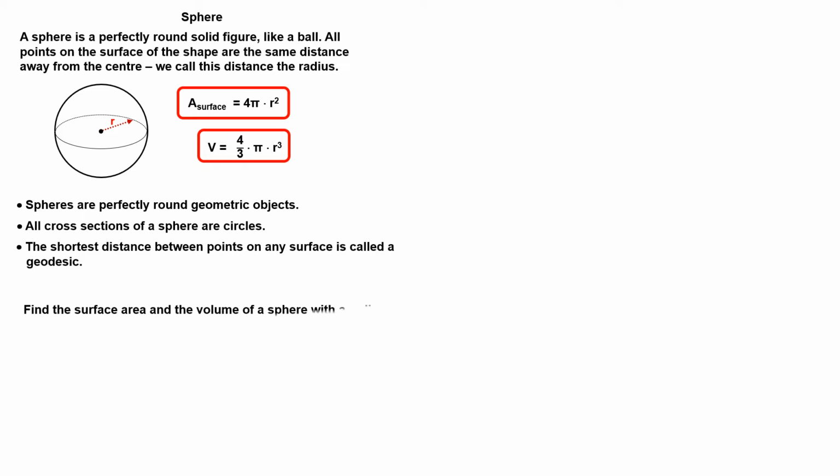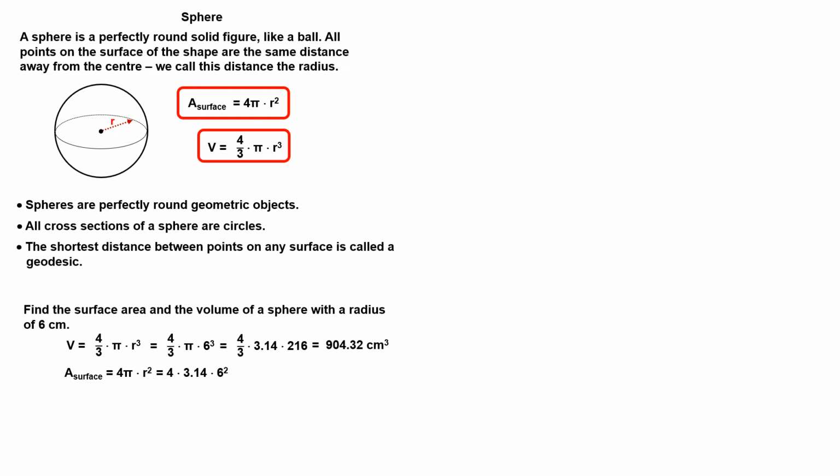Find the surface area and the volume of a sphere with a radius of 6 centimeters. Take the formula. The radius is 6 centimeters. Simplify. This is the volume. Take the formula. Change the radius by 6 centimeters.